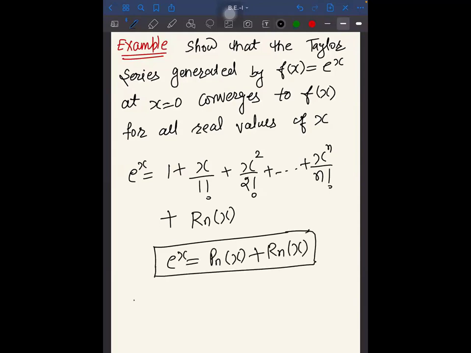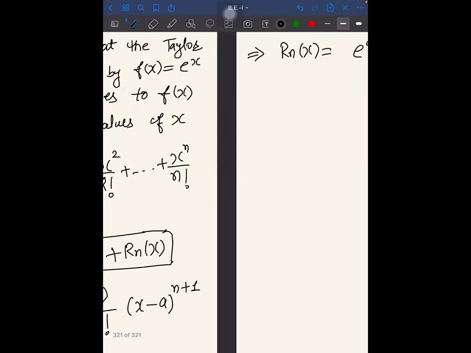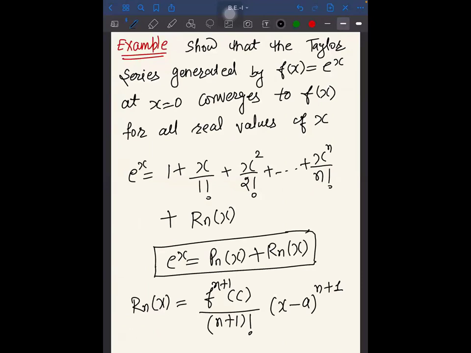Now what is your Rn(x)? Your Rn(x) was f^(n+1) at some point c upon (n+1) factorial into (x minus a) raised to power n+1. But if you compare it with the function, your function is exponential. So no matter how many derivatives you take, it will still remain an exponential function. So your Rn(x) will become e raised to power c. Why? Because the (n+1)th derivative of e^x is e^x.